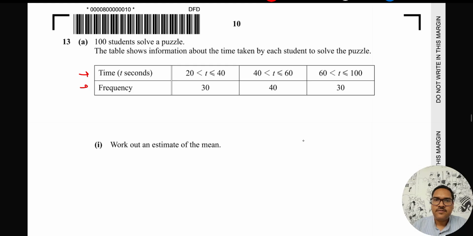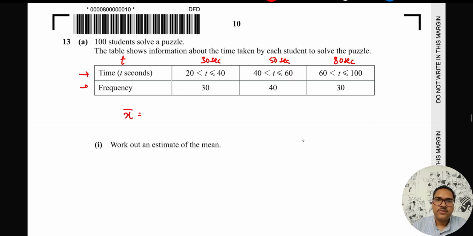Now when the class interval is given, we take the midpoint. So the time which we'll take will be, this is 30 seconds, midpoint 40 plus 20 divided by 2. This is 50 seconds, and this is, you can say, 80 seconds, correct? So these are the midpoints, right? So what is the mean?